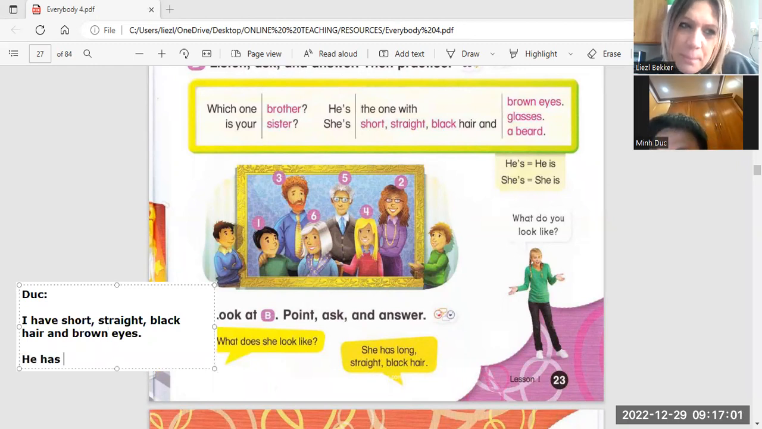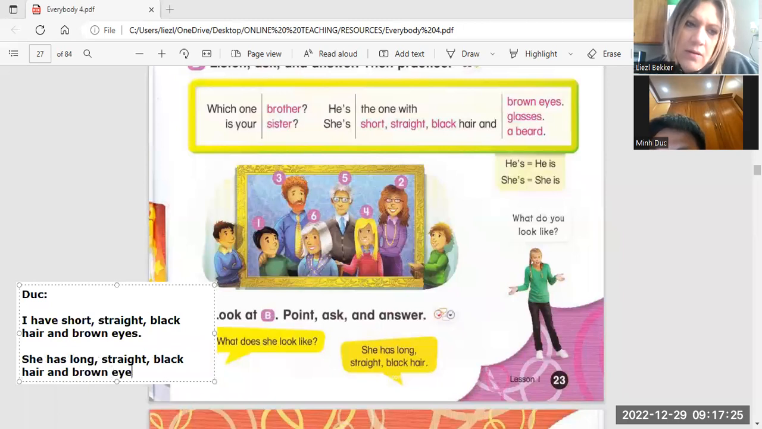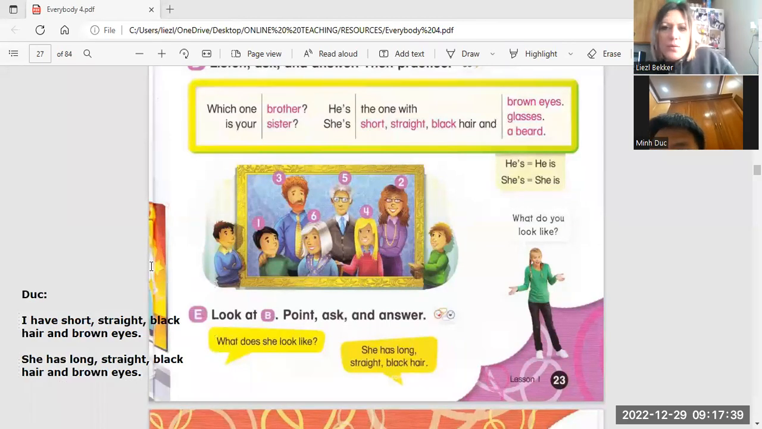He has short, straight, black hair and brown eyes. Okay, the same. What does your mother look like? She has long, straight, black hair and brown eyes. And brown eyes. Is she wearing glasses? No. Does your father have a beard? No. Okay, good.